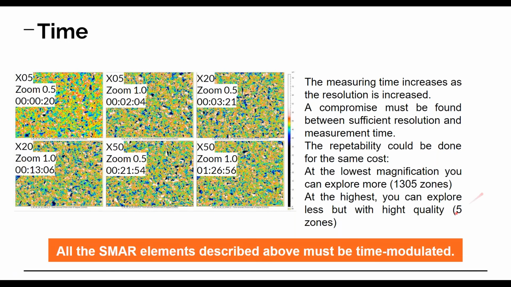So we have to have a good balance between the mass of data and the representativeness of the data. Statistically, we have more information here than here because we explore more surfaces. But here we have more resolution, we are more precise, so the peaks are more defined, but maybe the parameters are more steady. So all the elements that we described before must be time modulated. So we have to take care of that.